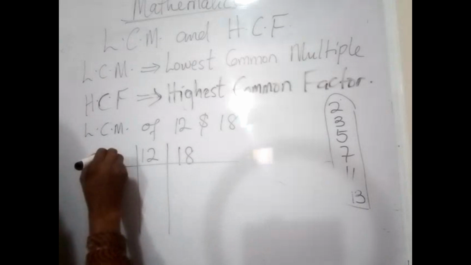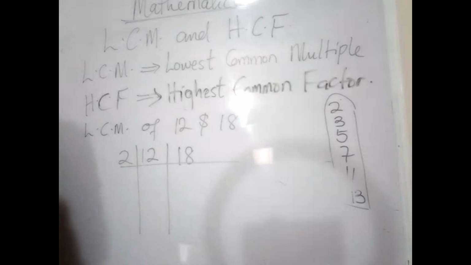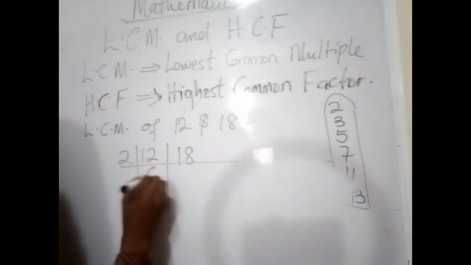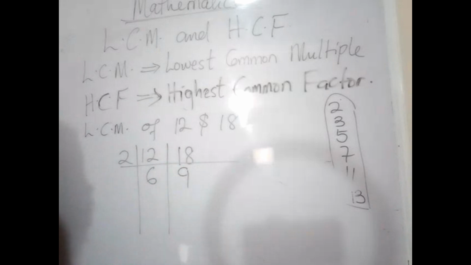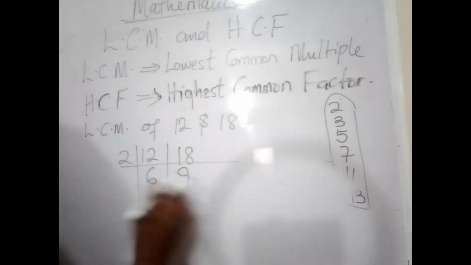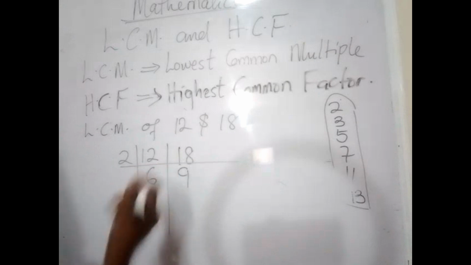That means 2, as a prime number, can divide both of them. So 2 divide 12 will give us 6. 2 divide 18, it will give us 9. Okay? So now we have two new numbers, 6 and 9. We know 6 is an even number, but 9 is an odd number.